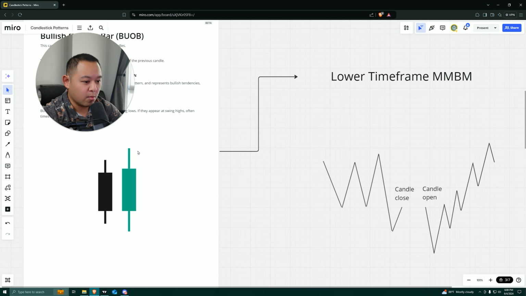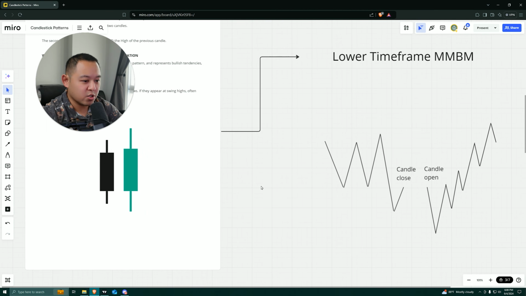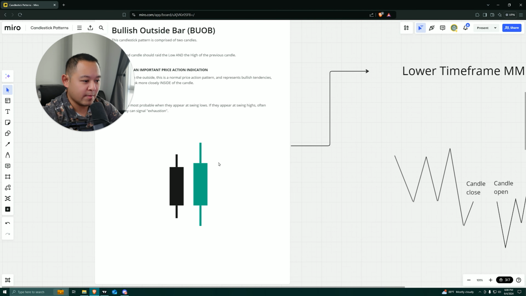Because oftentimes, and Omar has actually mentioned these bullish engulfing candles or bearish engulfing candles, oftentimes they'll retrace to a quadrant of this candle. So it might retrace to 50% or 25% of this range.